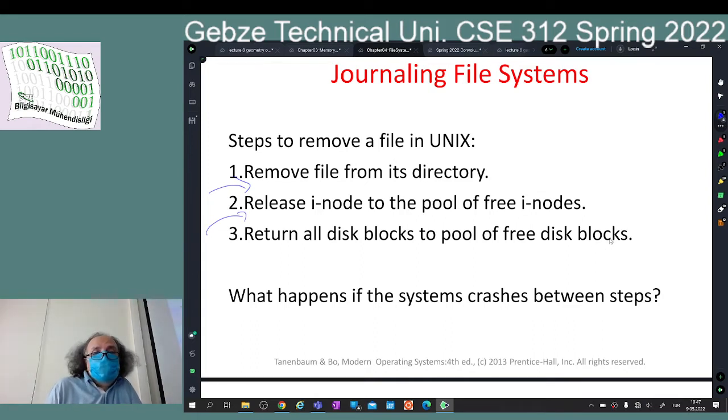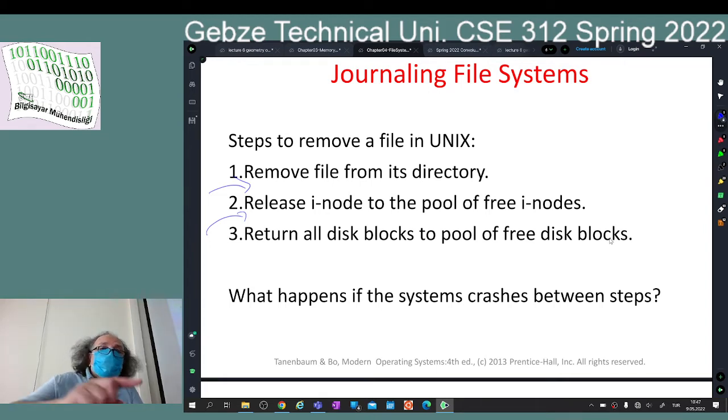So as you see, any time I have a crash during the execution of these algorithm steps, there will be some instability in my file system, and I don't like that, because if I keep doing this, most of my disk will be unusable. I keep deleting stuff and I am not returning inodes. The worst thing is that I may end up using the same inode for two different files, and that will be a corrupted file system.